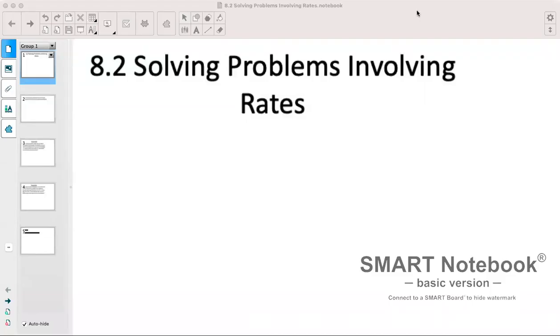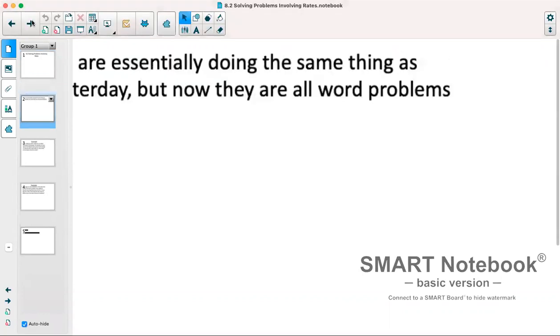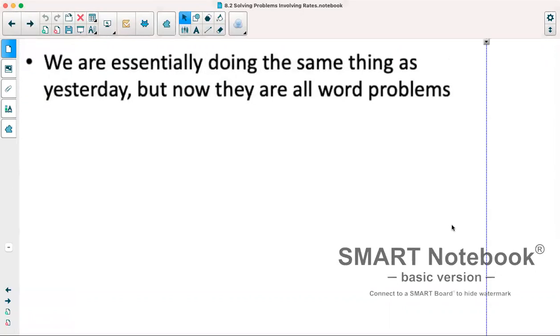Hi, today we are looking at section 8.2, which is solving problems involving rates. This section is essentially very similar to last section, except our questions are mostly word questions and are typically a lot longer than they were in the previous section in terms of our description of what's going on. So we're essentially doing the same thing as yesterday, but now they are all word problems.